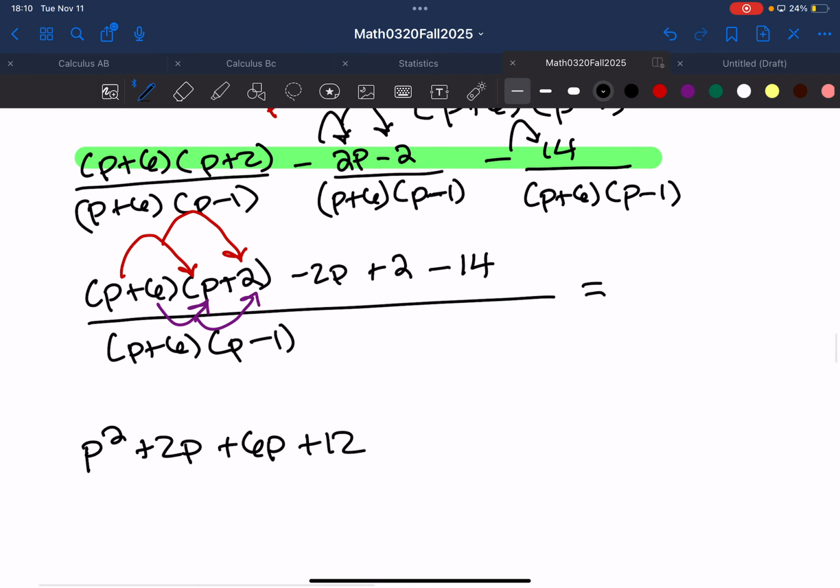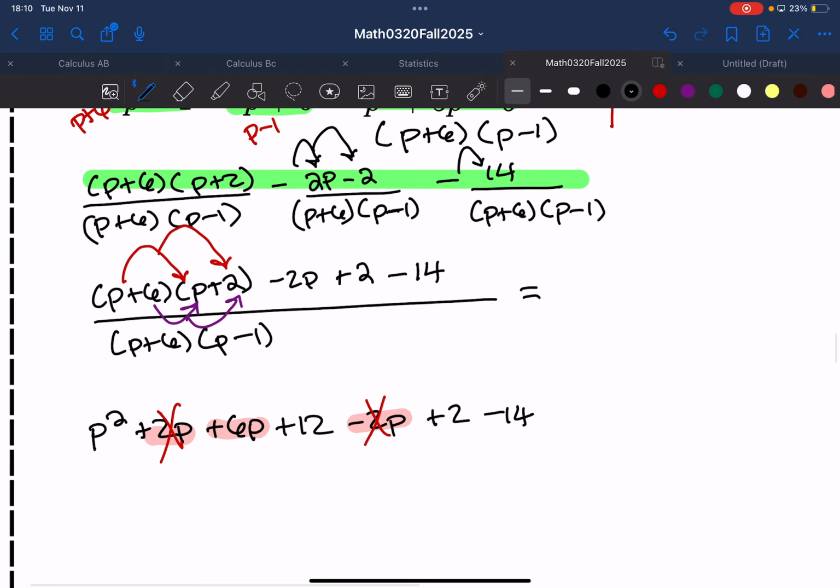Okay. So that's just the foiling part. We still have to bring down minus 2p plus 2 minus 14. We had to bring down those last 3 terms. And now we have our 2 parentheses that are foiled, and then the last 3 terms just combining with what we foiled. So now we're still going through this and combining like terms. So what common terms can I combine? Negative 2p, positive 2p, and positive 6p. What's going to happen to those 2p's? They're going to cancel, so that means we're only left with 6p.